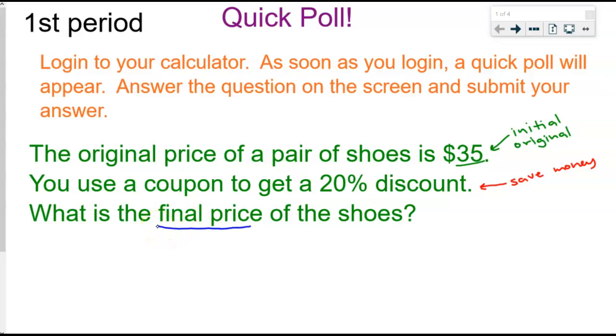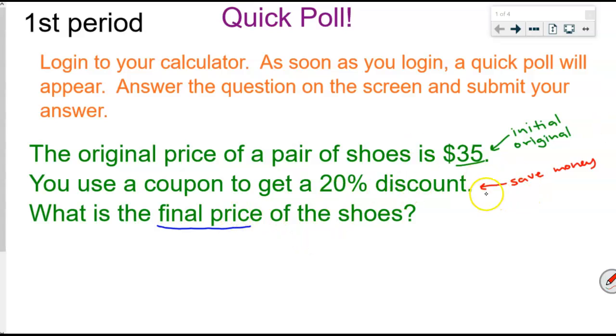So meaning it starts at $35. We're going to get a 20% discount. After that 20% discount, what are we then going to be paying? So we need to make sure that we are answering the question that is being asked. And that is the only mistake that happened. The two students who made a mistake told me how much we're saving instead of what that final price is. So it's really important that we understand the question. We know what's being asked.